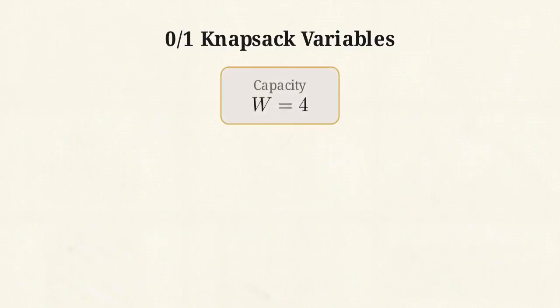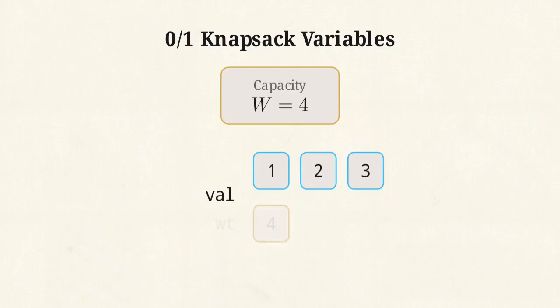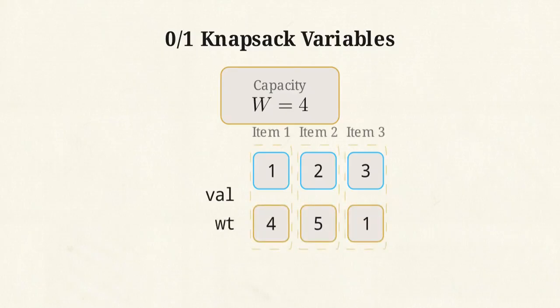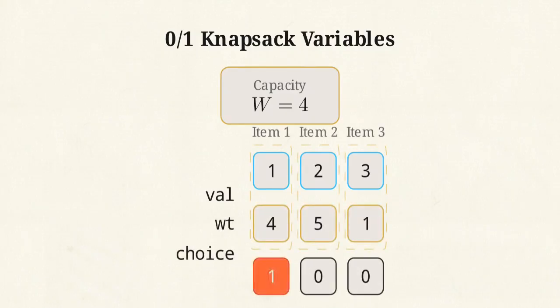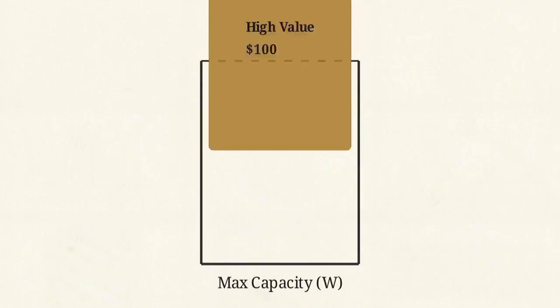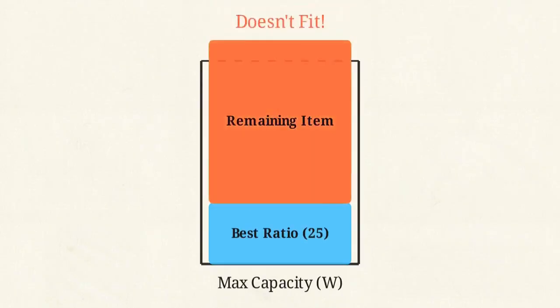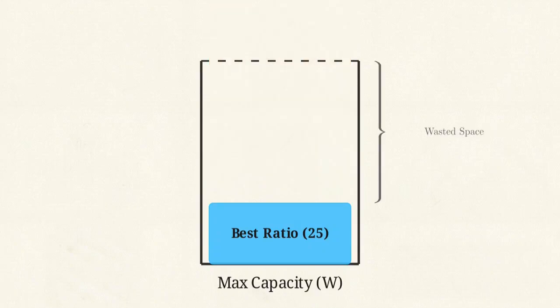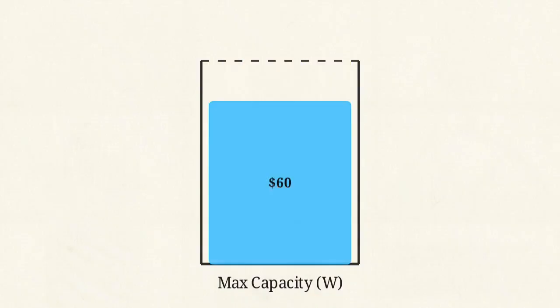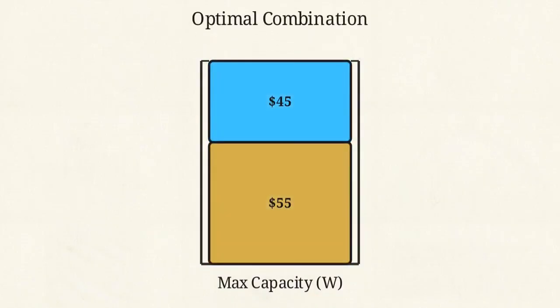We have a maximum capacity, W, set to 4, and 3 specific items defined by value and weight. The algorithm enforces a strict binary choice: either take the whole item or leave it entirely. Because breaking an item is forbidden, standard greedy logic fails. Picking items purely based on their highest value to weight ratio will frequently leave wasted space and result in a suboptimal payload. To solve this, we have to evaluate the exact combinations.